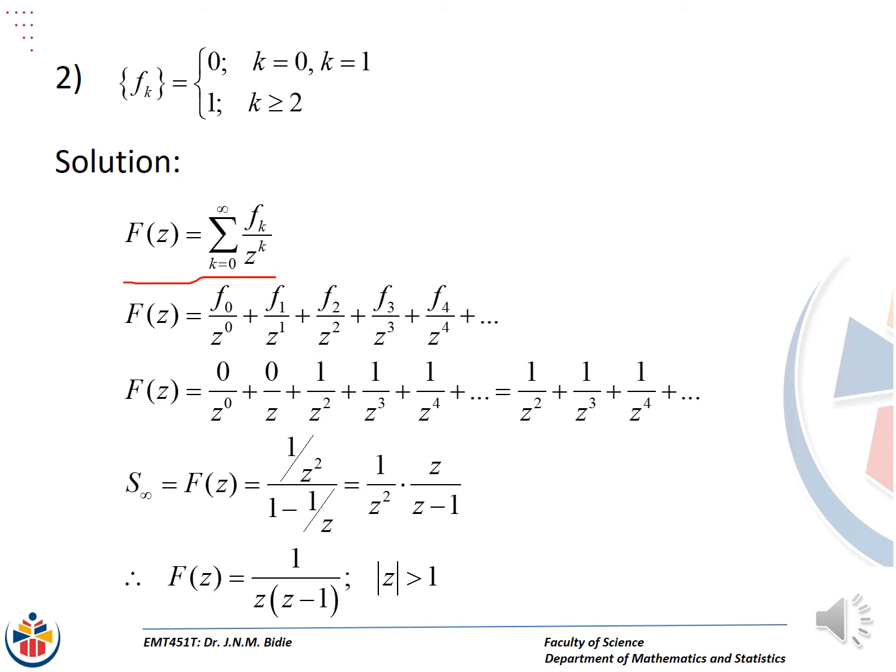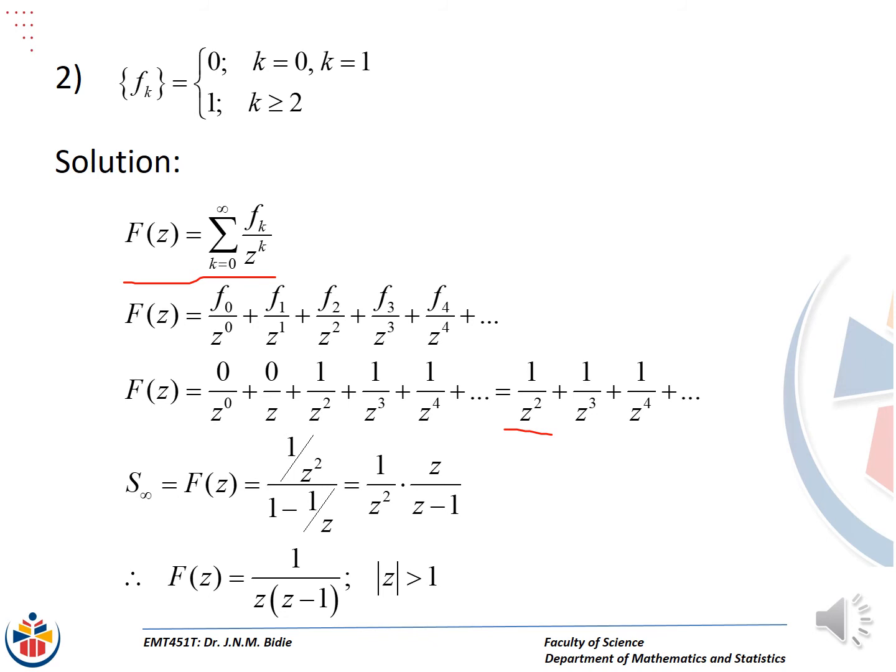When k is equal to 0, we have the sequence value to be 0. When k is equal to 1, again the sequence value is 0. That is why we have 0 over z to the power 0, 0 over z to the power 1. And then for all the other values, when k is greater than or equal to 2, we have the sequence value to be 1. Then we substitute 1 for all the other values. So it means that all the other terms will be 0 except starting from 1 over z squared going forward. So the first term for our series this time is 1 over z squared.